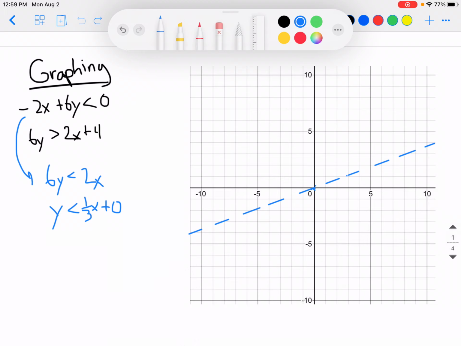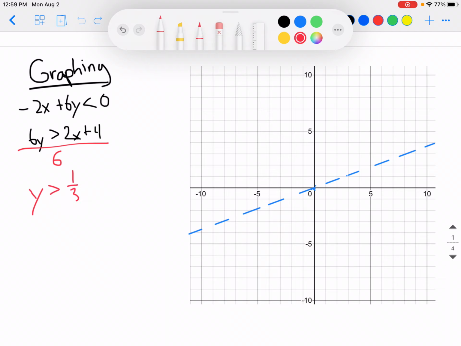Next, let's deal with this other one, which is 6y is greater than 2x plus 4. Let me give myself a little bit of workspace. So we'll clean that up. All right, what I want to do is divide everything by 6 on both sides, so that way I have y is greater than 1/3 x plus 2/3.